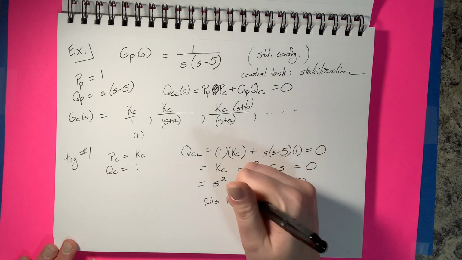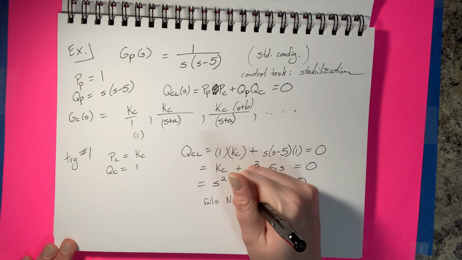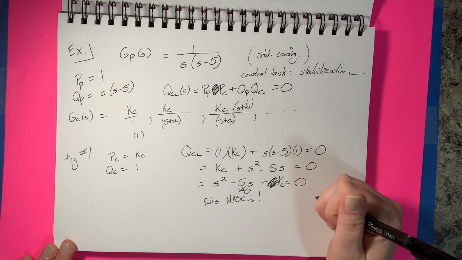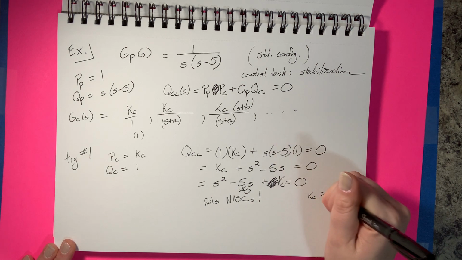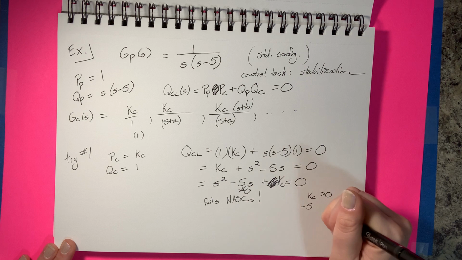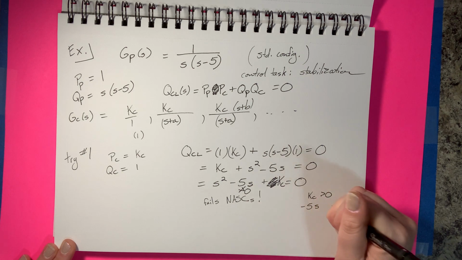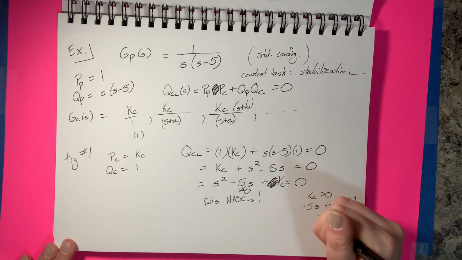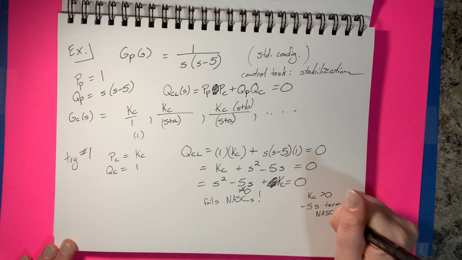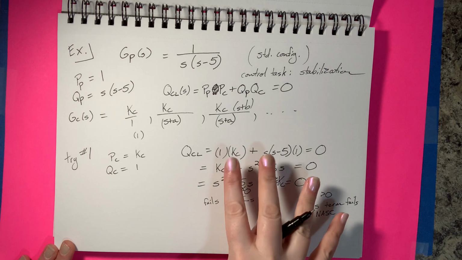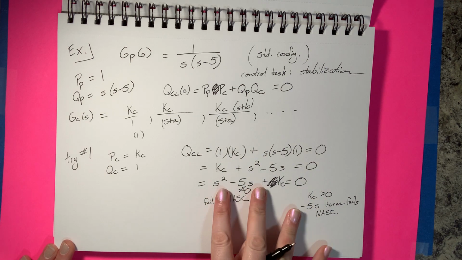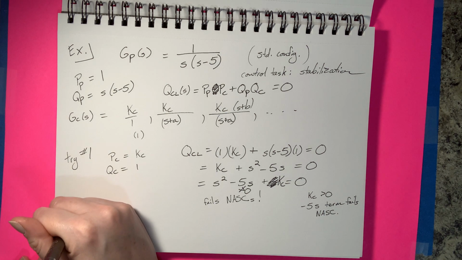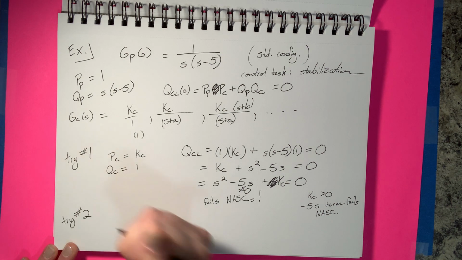So you can see that this is not greater than 0, even if I choose a KC that is. So KC has to be greater than 0, but then the negative 5S term fails. So if for any reason this doesn't work, we have to step up our complexity, that is, and try the next design.